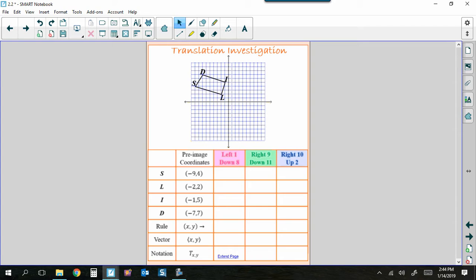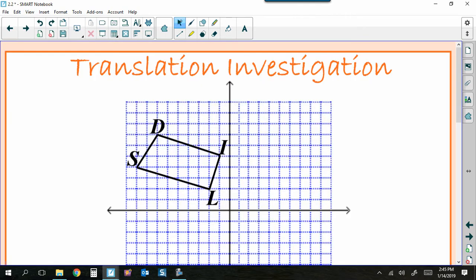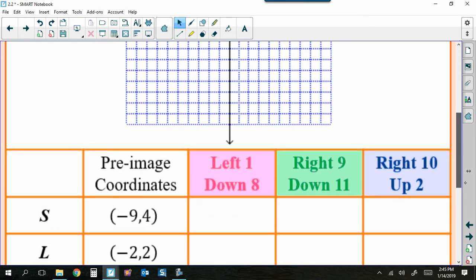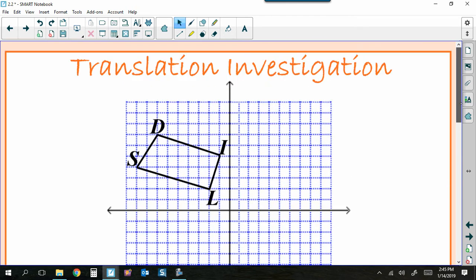Okay, so your SLID quadrilateral should be graphed by now. We are going to go ahead and we are going to slide. I'm giving you a verbal description up here. You're going to slide it left 1 and down 8. So I am going to zoom this in so I can see better. So what you're going to do is you're going to take every single point on SLID, and you are going to go down, sorry, left 1, and then down 8.